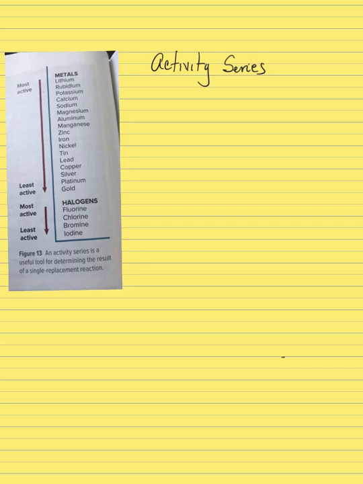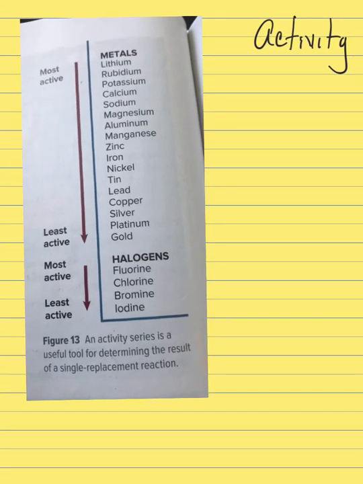And as you can see over here, I'm saying it one more time: representative metals are going to be able to displace transition metals. Meaning that lithium, rubidium, potassium, calcium, sodium are going to be replacing the transition metals.